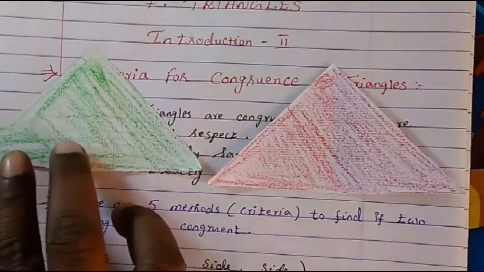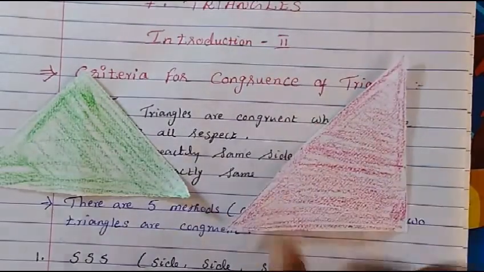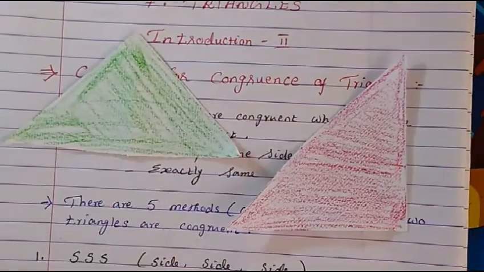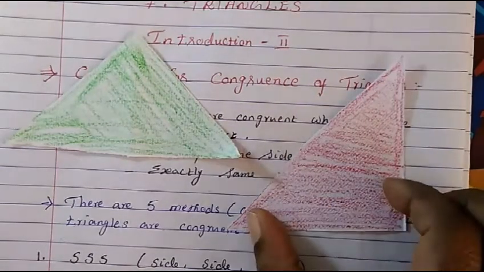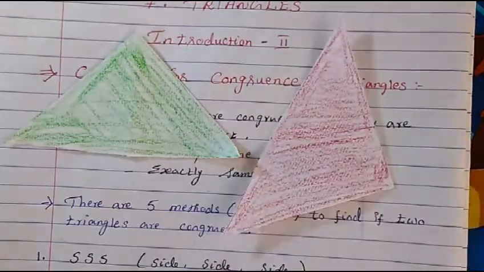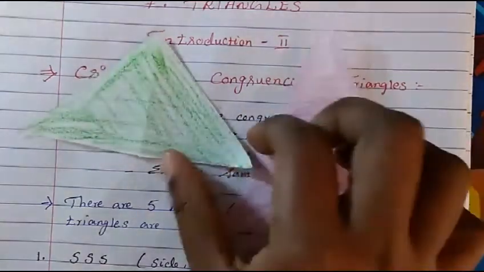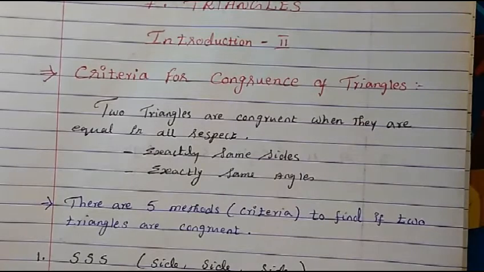But if I arrange them in a different manner, for example, I keep this triangle this way, and this triangle this way, looking at this, can we find out whether they are same to same or not? How do we find out? Because it looks different now. It is difficult to say whether they are congruent triangles or not. So there is a method to find out whether two triangles are same to same, or congruent.